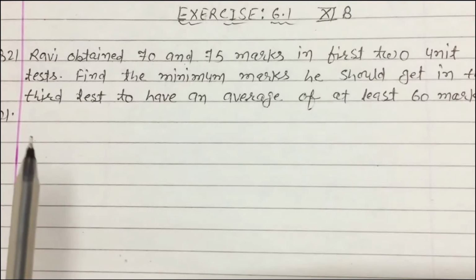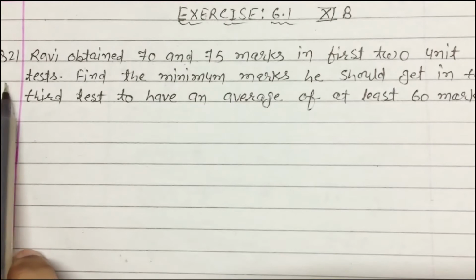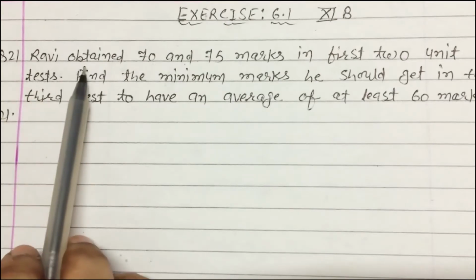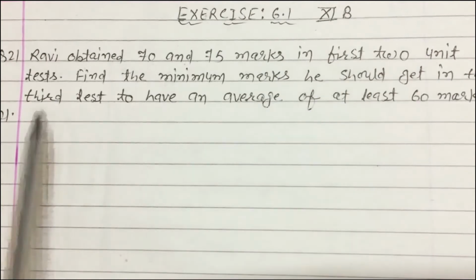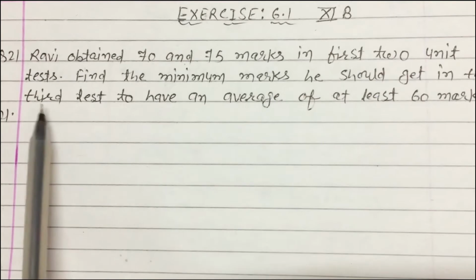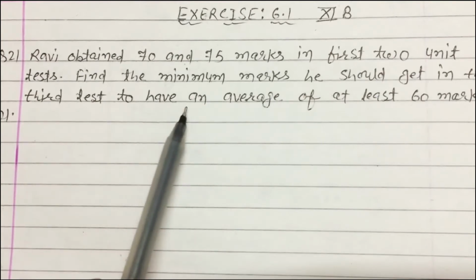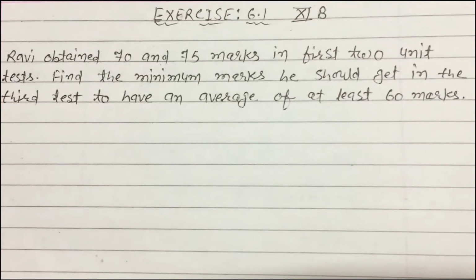Good morning students. Let's continue exercise 6.1. Question number 21. Ravi obtained 70 and 75 marks in the first 2 unit tests. Find the marks he should get in the third test to have an average of at least 60 marks.